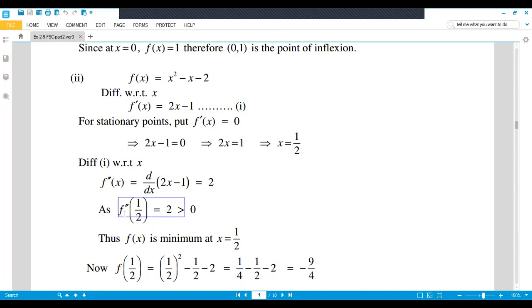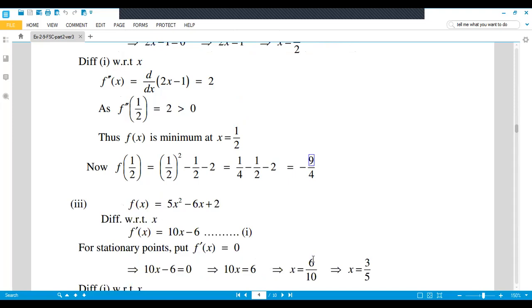How? When you put 1 over 2 in the second derivative, there is no x in the second derivative function. If x is present, we put this value in that, but here there is none. So for the second derivative at 1 over 2, this function is 2, which is greater than 0, so therefore f of x is minimum, because the second derivative is greater than 0, so minimum at x is equal to 1 over 2. So in the given function, f of 1 over 2, in place of x you put its value, 1 over 2 square minus 1 over 2 minus 2. When you take the LCM, you get minus 9 over 4.